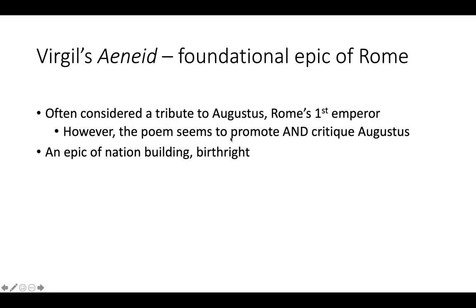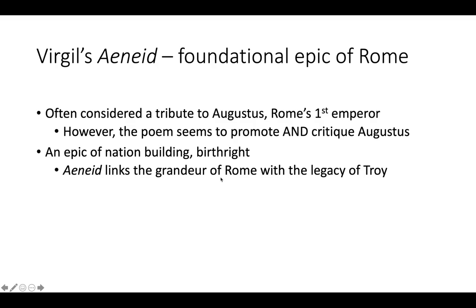In the American tradition, the American birthright is your right to life, liberty, and the pursuit of happiness, or whatever. Those are birthrights. Lots of nations have birthrights, things that they are born to do by nature of being from that nation. Okay, so this is creating a story about Rome's birthright, like what they are entitled to do by nature of being Roman.